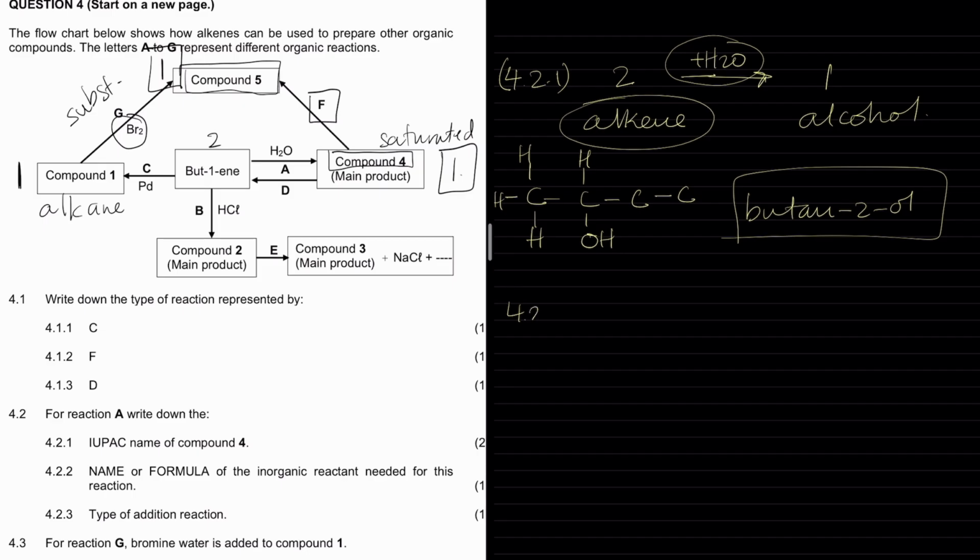4.2.2. So let's write this down. This is going to be butan-2-ol. For reaction A, write down the name or formula of the inorganic reactant needed for this reaction. So of course you need water. So H2O.